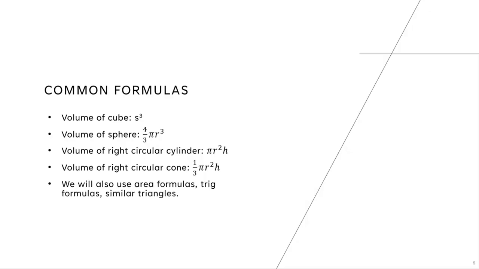We'll also use other area formulas, like the area of a rectangle or a triangle. We'll also use trig formulas: sine, cosine, tangent. And then we're also going to try to hunt for similar triangles. These similar triangles will help us to find relationships between variables.